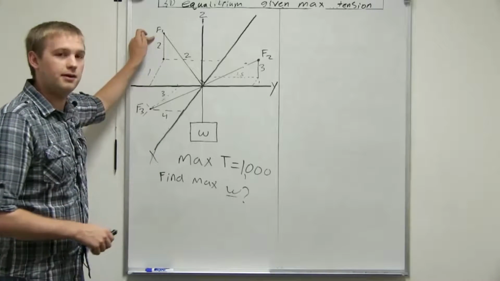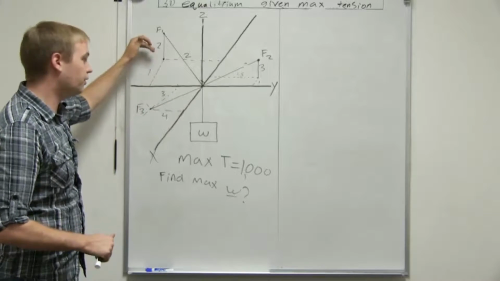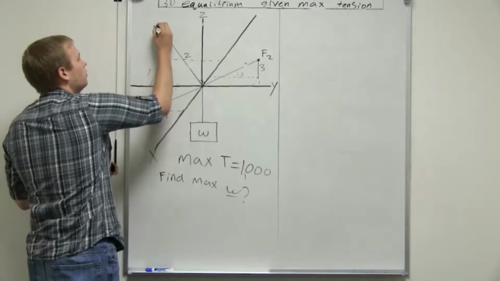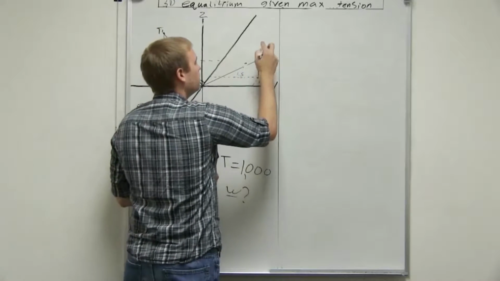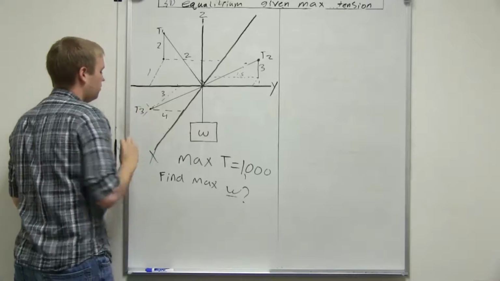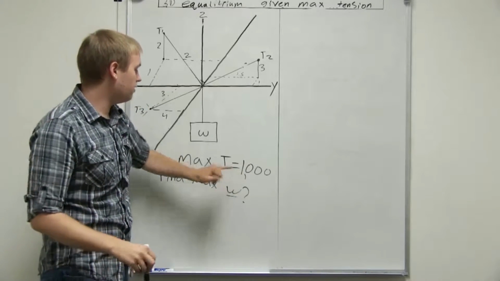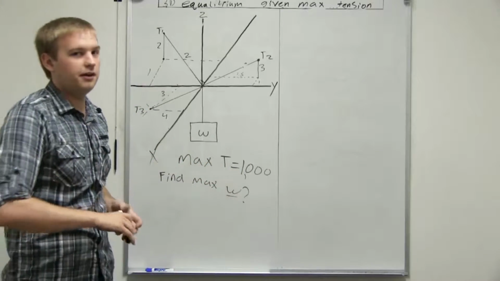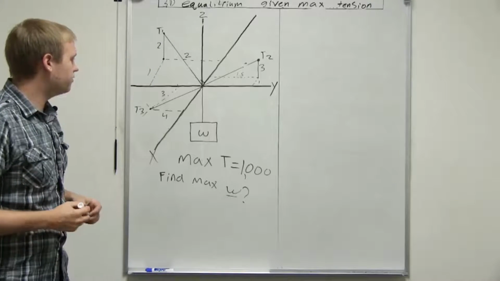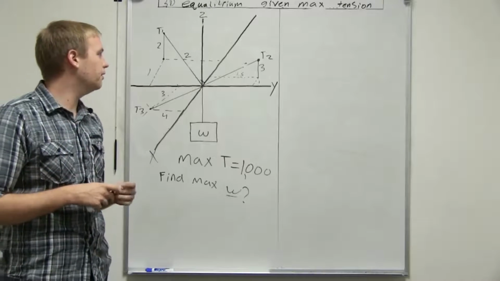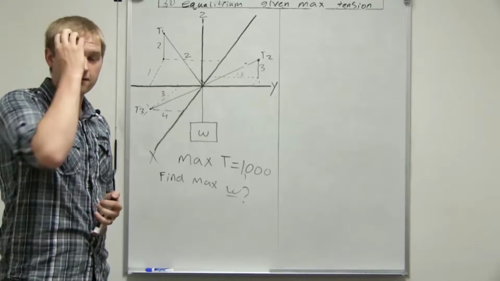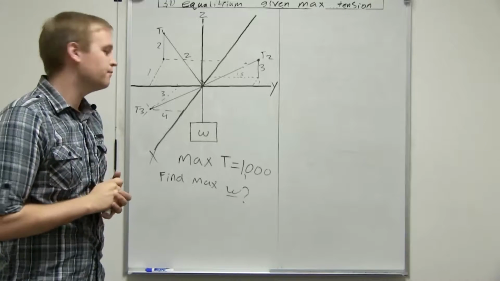If you notice, we don't know F1, we don't know any of the tensions. Let me change these tensions in the rope. T1, T2, T3, but given this, we still can find the max weight that we can hold. Alright, so now that we know what we need and what we have, let's think about this for a second.